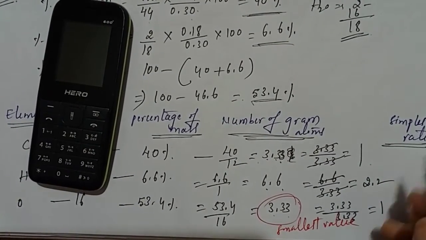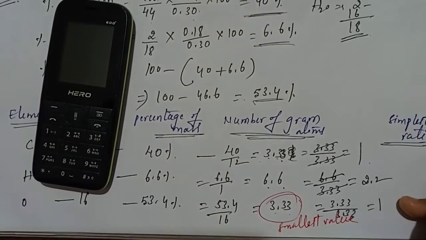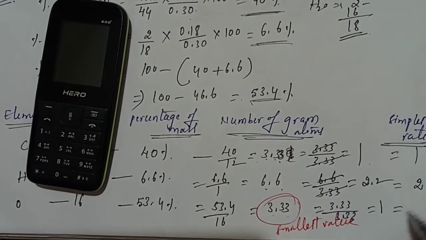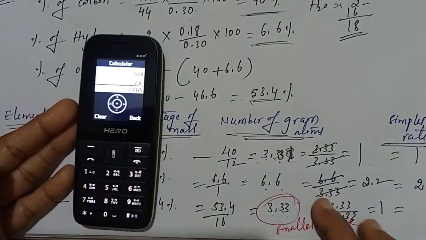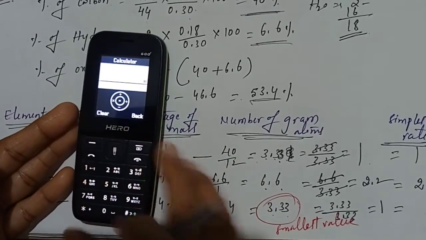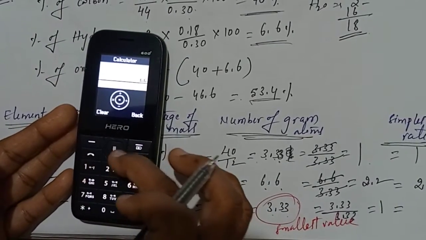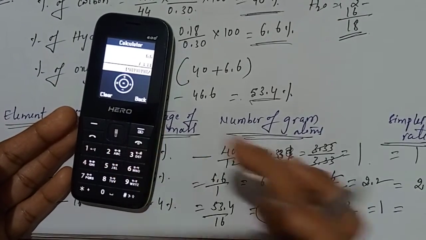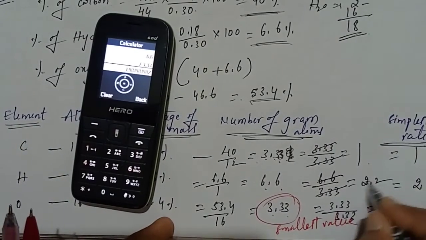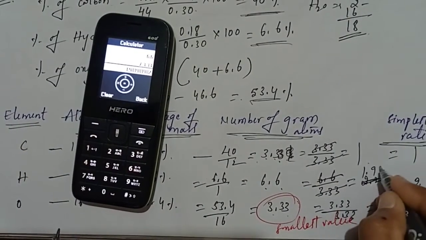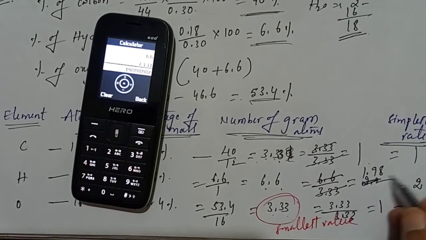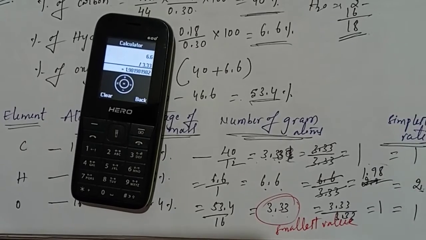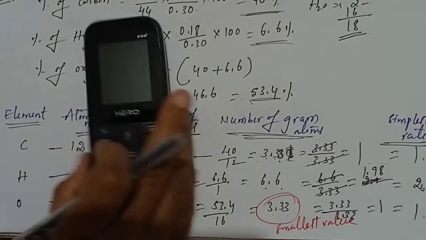So here 1, 2.2. 6.6 by 3.33, how much, students? 2.2. So you can write it in simplest form. So 1 we can write as it is. 2.2 we can write as 2. Now once we will check 6.6 by 3.33. How much, students? 1.98. This is nearly equal to 2. We can write it in simplest form as 2. This is 1. Are you clear? So 1 to 2 to 1. Understood? This is the simplest ratio.